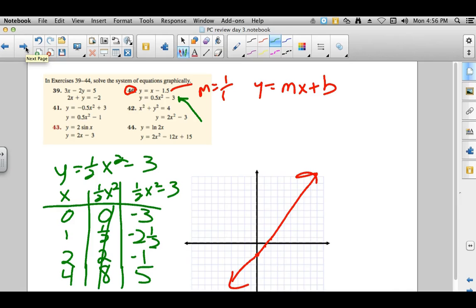So 0, -3, that final transformation. And then we have 1, -2.5. And then we have 2, -1. And we have 4, 5. And symmetry will give us some other points to aim for.